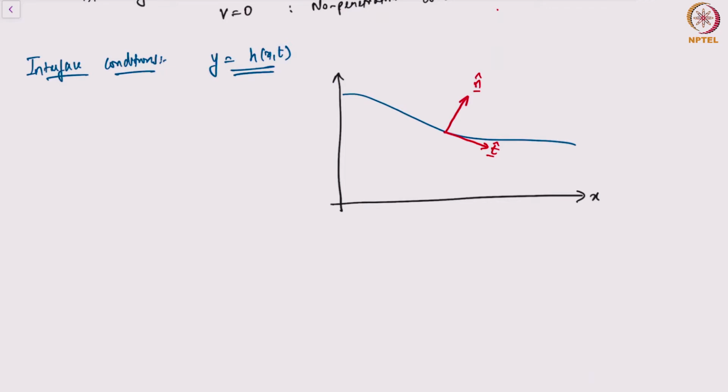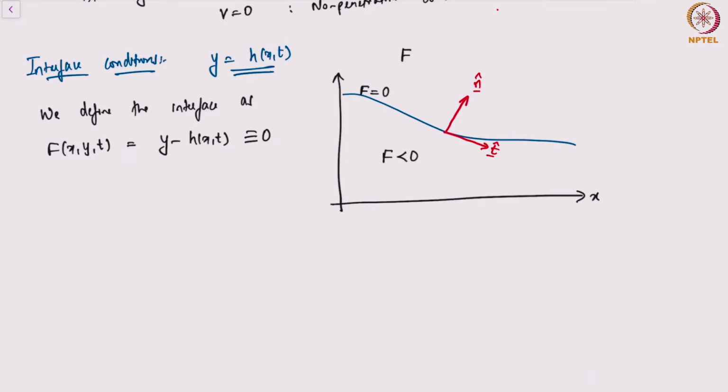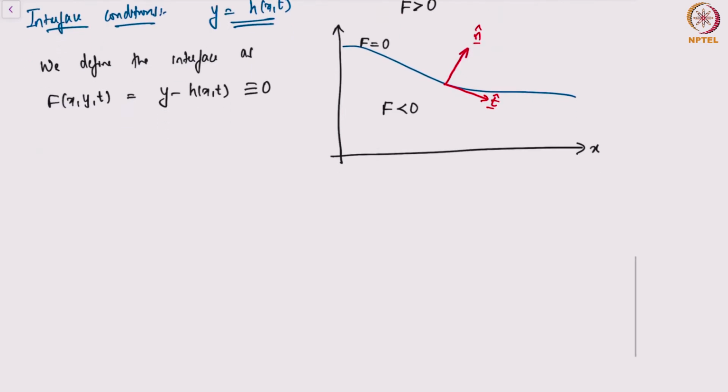Now, what's the definition of the interface? We define the interface as f of x comma y comma t, which is y minus h of x comma t, identical to 0. That's the definition of an interface. So what do I mean by that? If you're on the interface, f is 0. If you're below this interface, f is less than 0. Above the interface, f is greater than 0. So we've already seen how to use this condition.